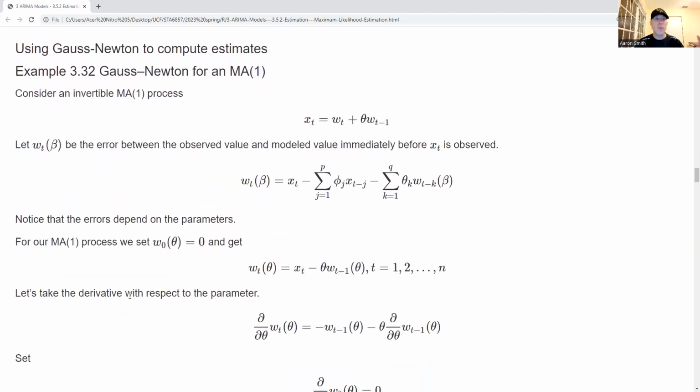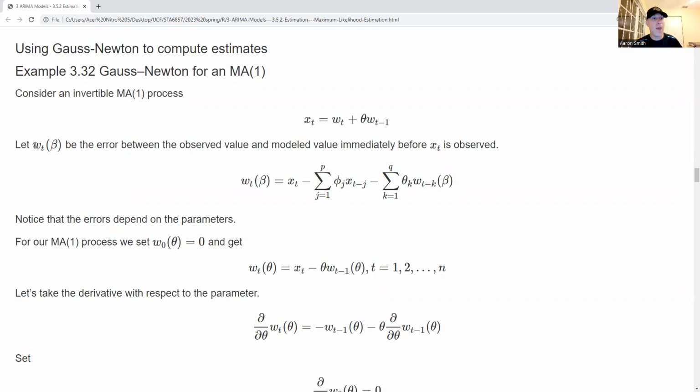All right, so now let's talk about using Gauss-Newton to compute estimates. So let's say that I'm dealing with a moving average 1 model this time. So we're going a little bit different direction, different type of model. So here is my process. I'm taking a white noise process and I'm taking consecutive values and adding them up in a certain manner to get my current time series.